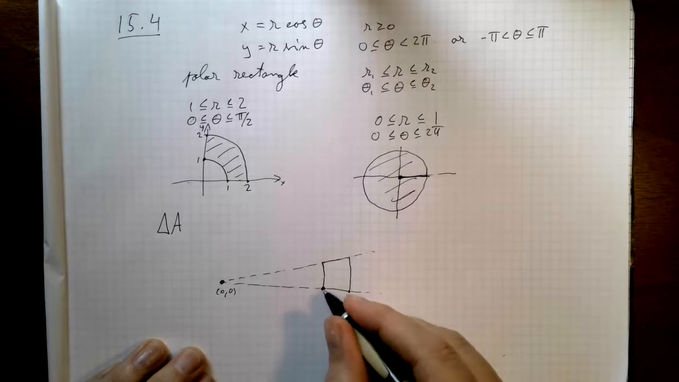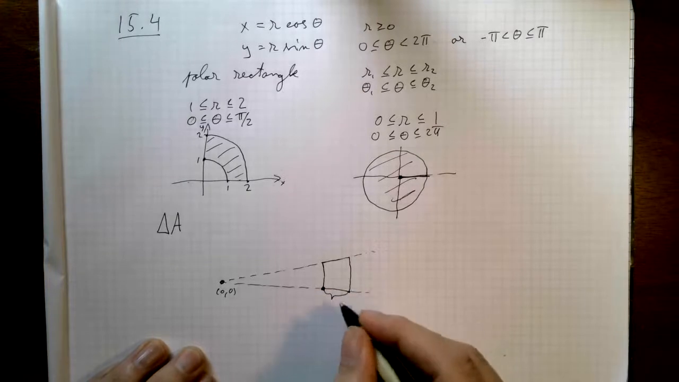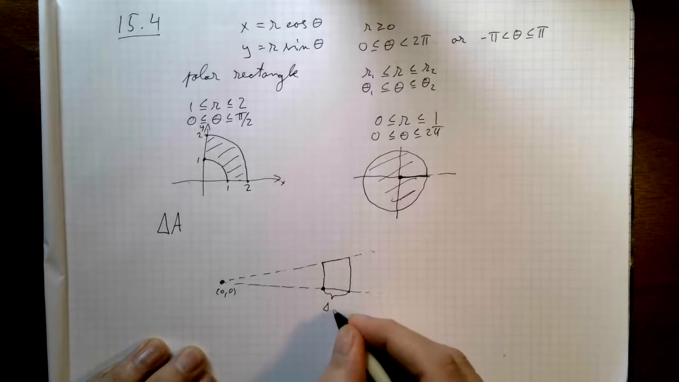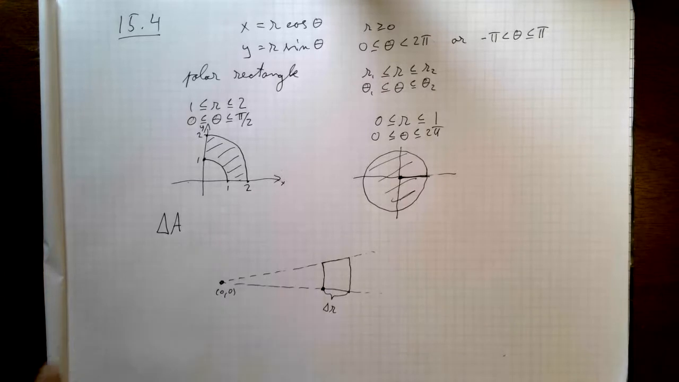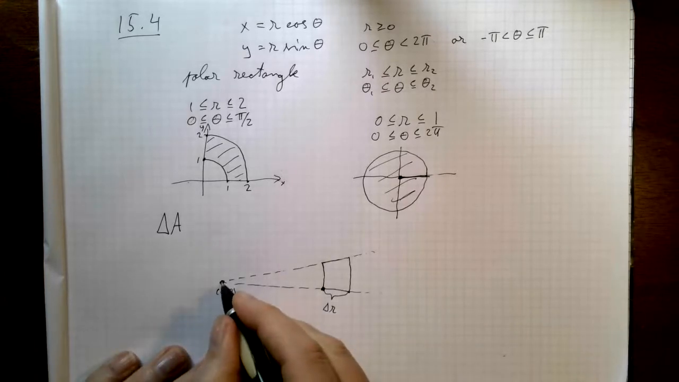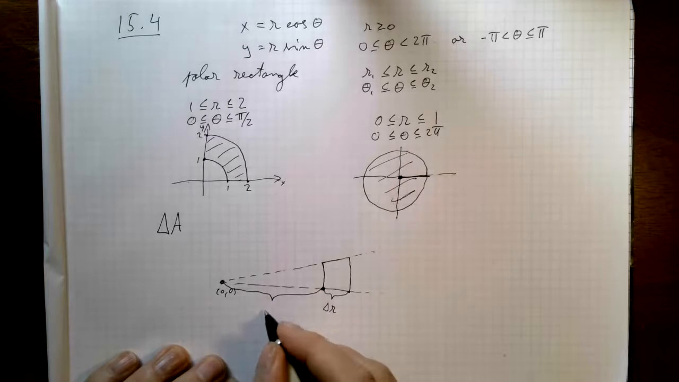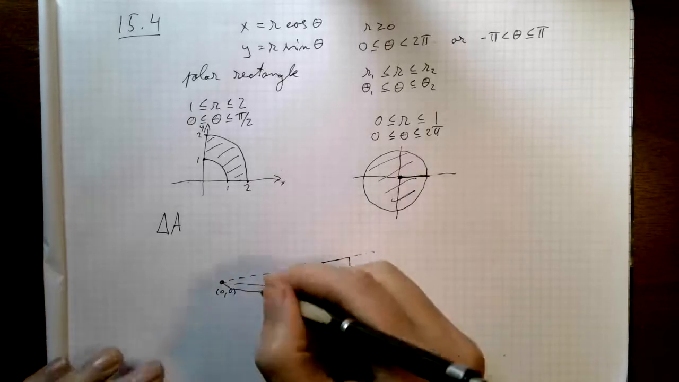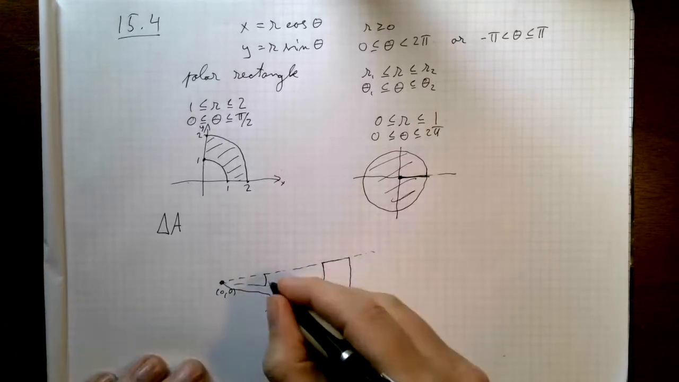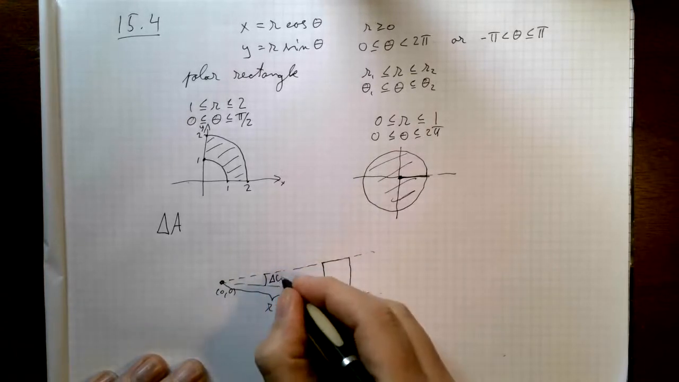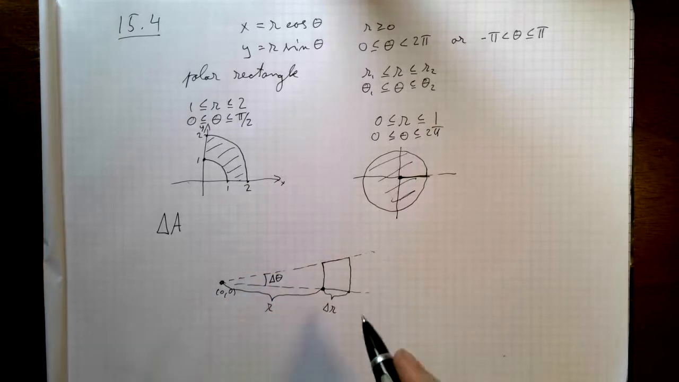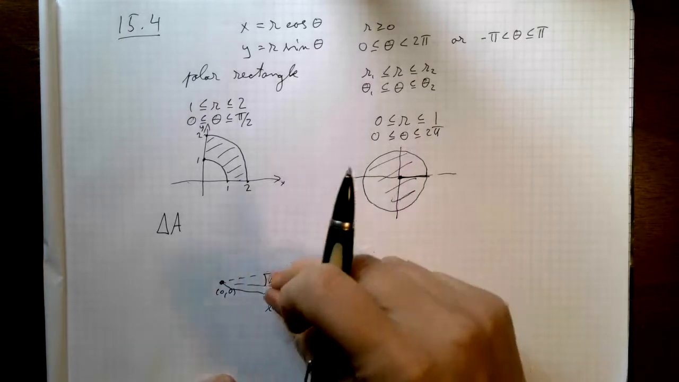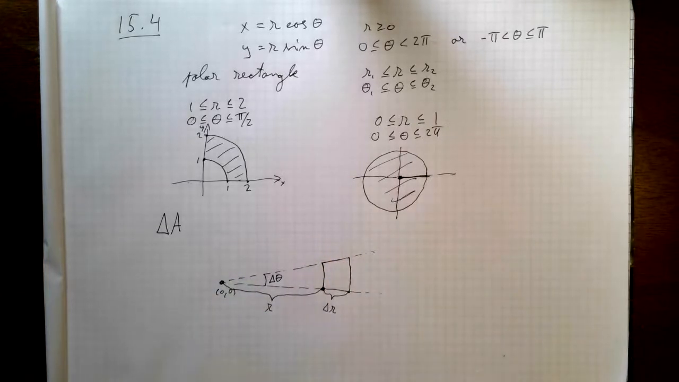So this is maybe, let's call this delta R, right? It's the change in R. Whereas this whole thing, this is what R is. It's how far we are away from the origin. Now, this angle, that's delta theta. Now, delta theta is not exactly the length of this side, right? I mean, it's not even really a rectangle.